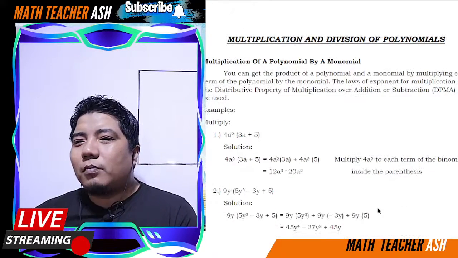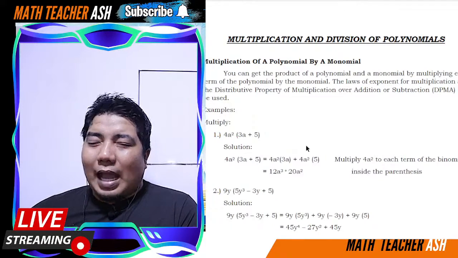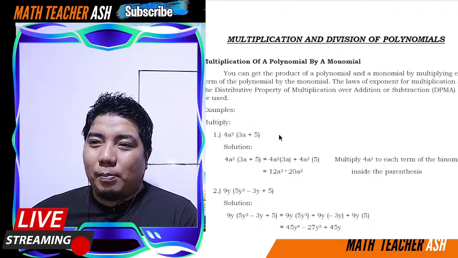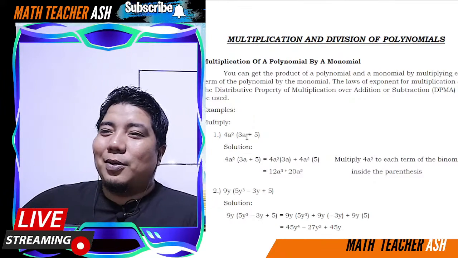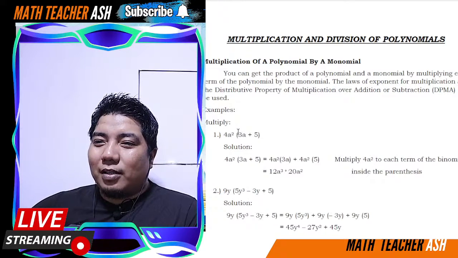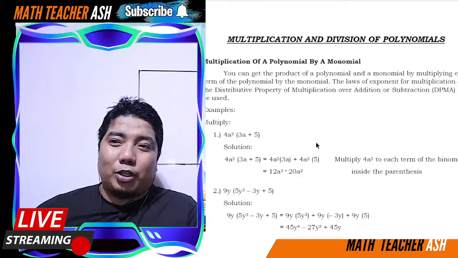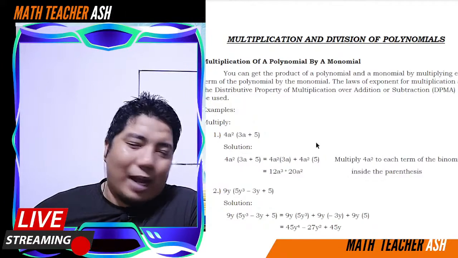Okay. So, we have here an example: 4a squared times the quantity 3a plus 5. Of course, this is the multiplication of polynomials. Bakit? Walang divide eh. Multiply tayo. Okay. So, you cannot add this one, itong 3a plus 5. Bakit? Kasi hindi sila pareho ng term. Okay? Remember, in adding polynomials, you cannot add two unlike terms.